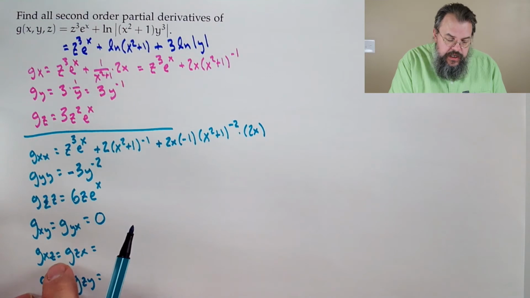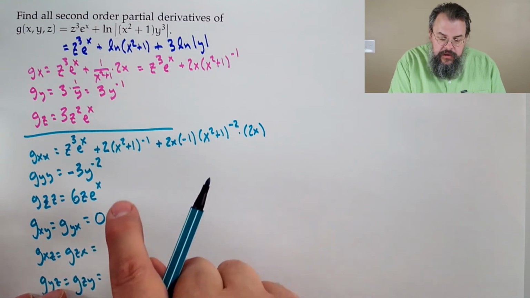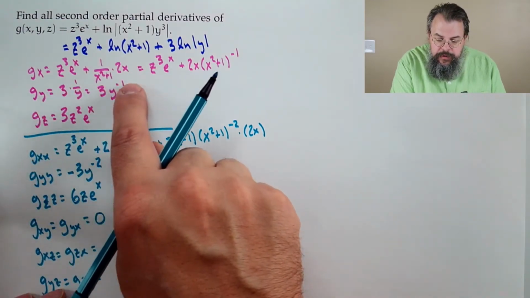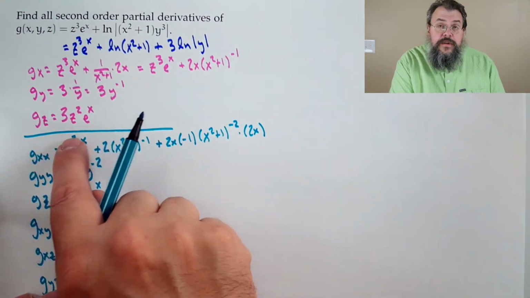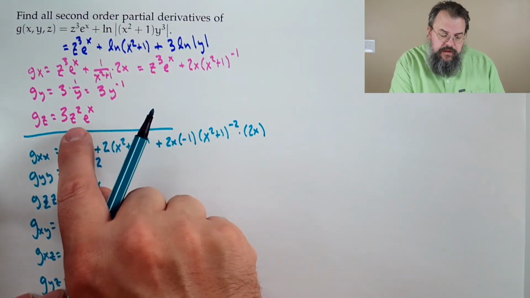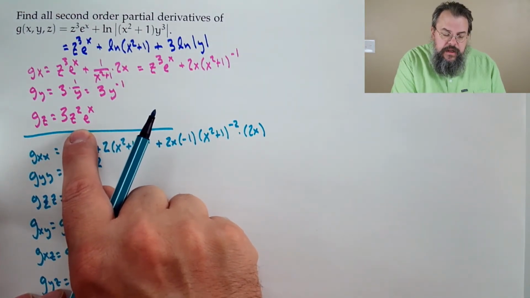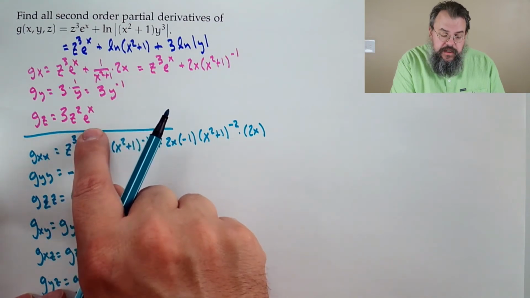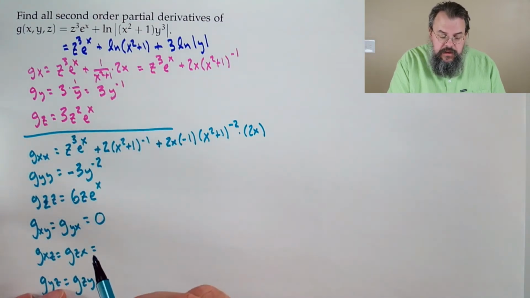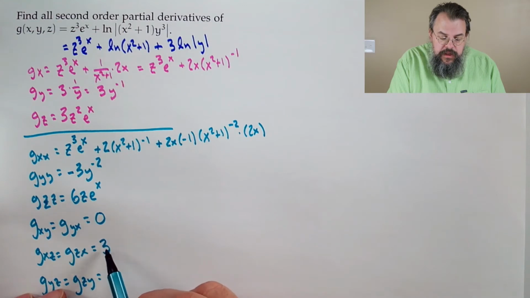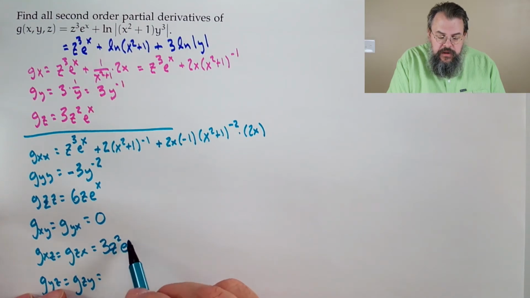How about g x z? Okay, so we can either take the derivative of g sub x with respect to z, or g sub z with respect to x. Probably it's really easy here, right? 3z squared is a constant. Derivative of e to the x with respect to x is e to the x. So we end up with 3z squared e to the x.